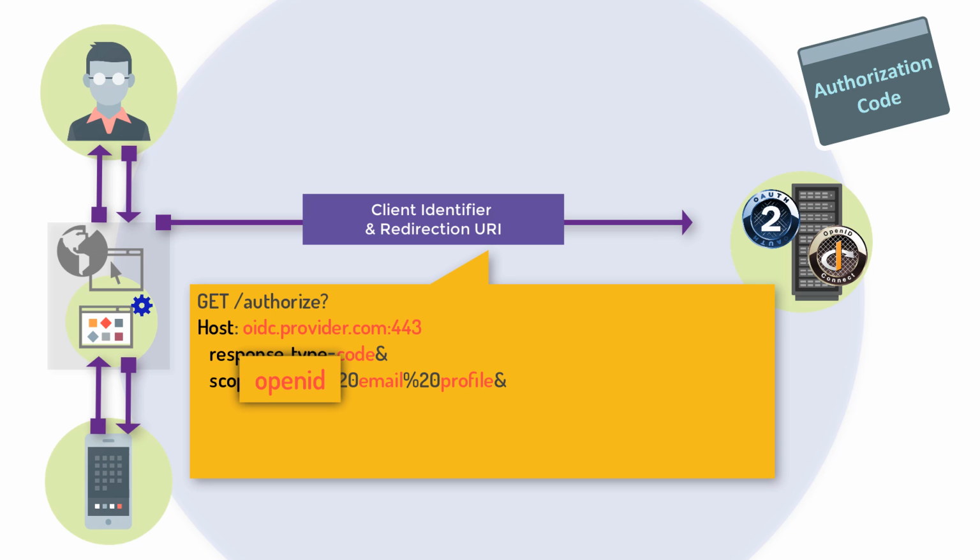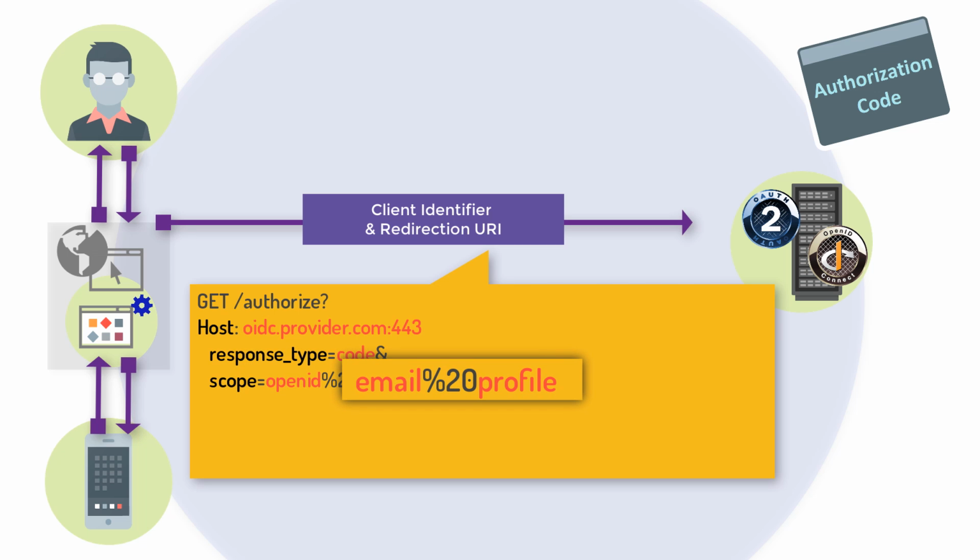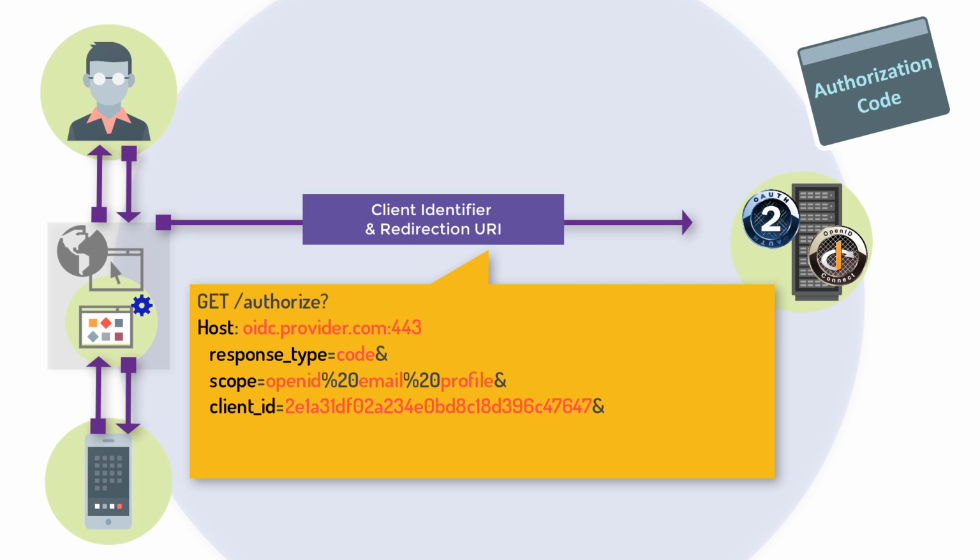The scope OpenID shows this is a request for OpenID Connect authentication and an ID token. The email and profile portions of the scope show that this client is requesting access to the end user's profile and email address. The client ID of the relying party registered with the identity provider. The state, which is a value set by the relying party to maintain state between the request and the callback itself. And finally, the redirect URI, which is the location to redirect the callback to once authenticated.